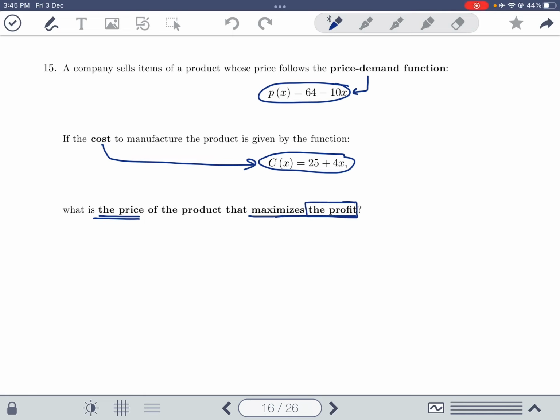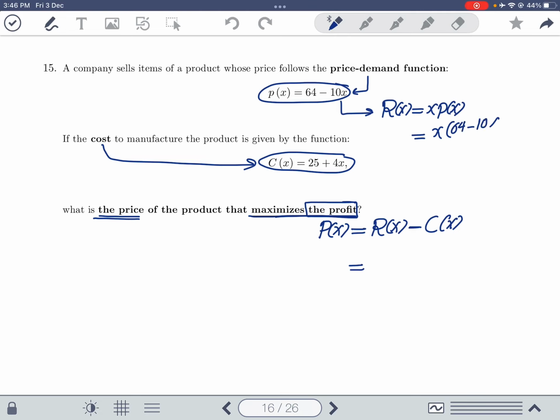We need to maximize the profit. That's P of X. The profit function is the revenue, remember, minus the cost. So the revenue, remember also, if you have the price demand function, then the revenue is just X times P of X, or Q times P of Q if you have it in function of Q. So this is X times 64 minus 10X given here. And so multiply it by X, so you get 64X minus 10X squared. This is the revenue function.